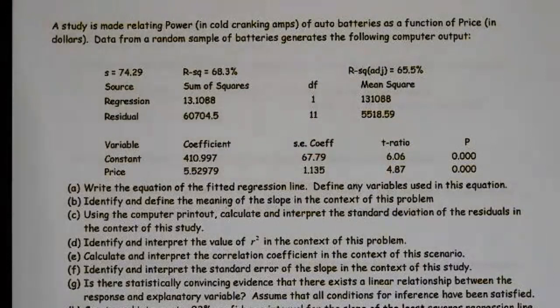A study is made relating power and cold cranking amps of auto batteries as a function of price. Data from a random sample of batteries generates the following computer output. Write the equation of the fitted regression line. Define any variables used in this equation.